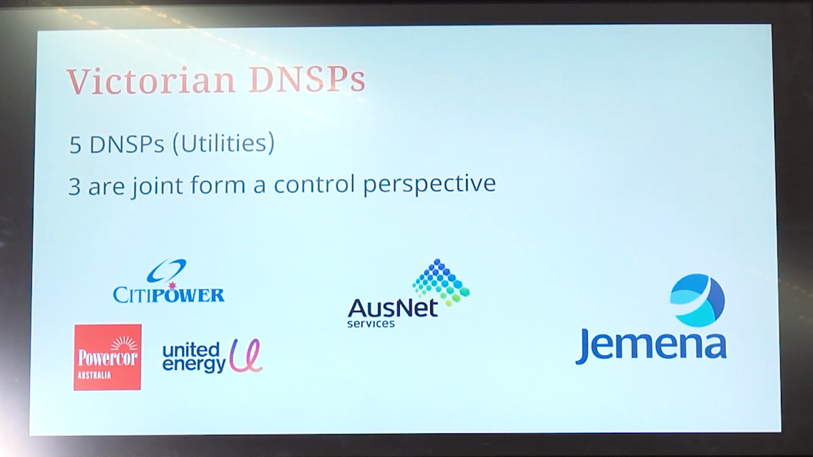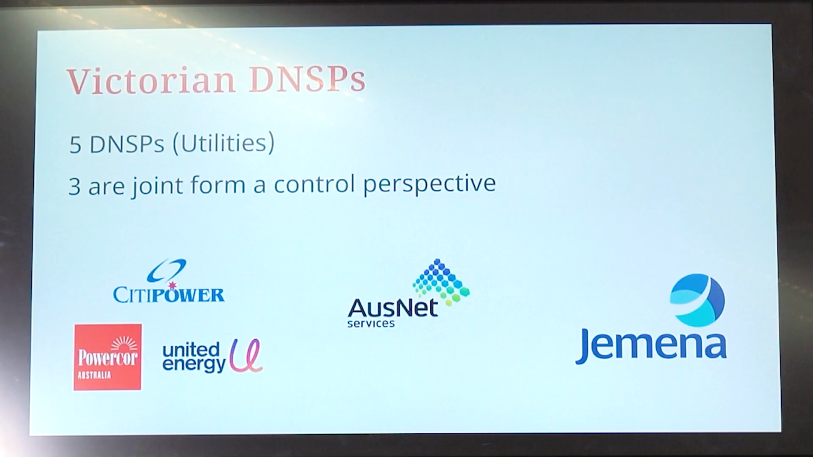Okay, DNSPs. If you're all Victorian installers, you probably know this anyway, but I thought I'd just reiterate it. So you've got 5 DNSPs in Victoria. 3 of those are actually kind of joined. They still operate under the individual names and have their individual areas, but from a server and communications perspective, us at Fronius, we're communicating with one of those. So that's CitiPower, Powercor, and United Energy. They're one. Then you've got AusNet, and then you've got Jemena.